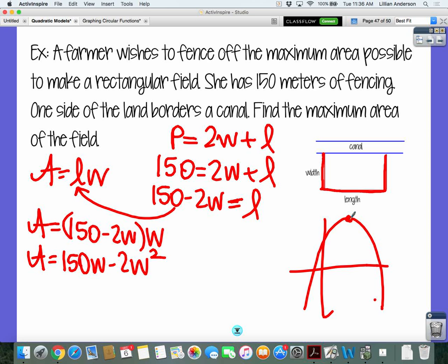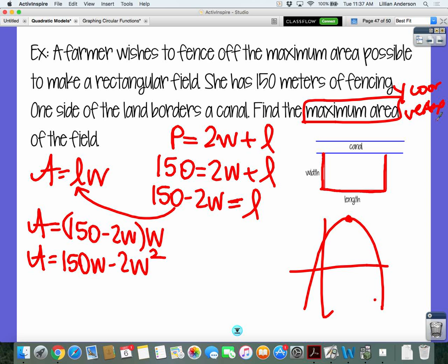What are we looking for? The vertex, and more specifically, what part of the vertex? The y value. Because the x value, in this case the w, tells you what the width would need to be in order to get the maximum area. That's the range, right? And it would affect the range as well. So maximum area, we're looking for the y coordinate of the vertex. How do we find the y coordinate of the vertex? What do I need to find first?